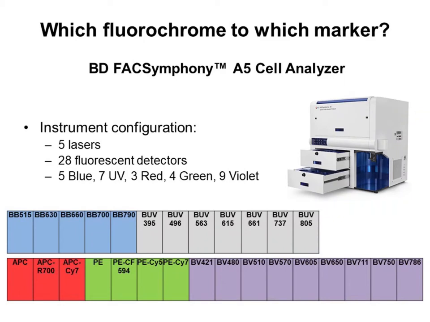Here I show you the configuration of our Symphony analyzers. It's a 5 laser instrument. We have 28 detectors across the 5 lasers: 5 blue, 7 UV, 3 red, 4 green, and 9 violet detectors.